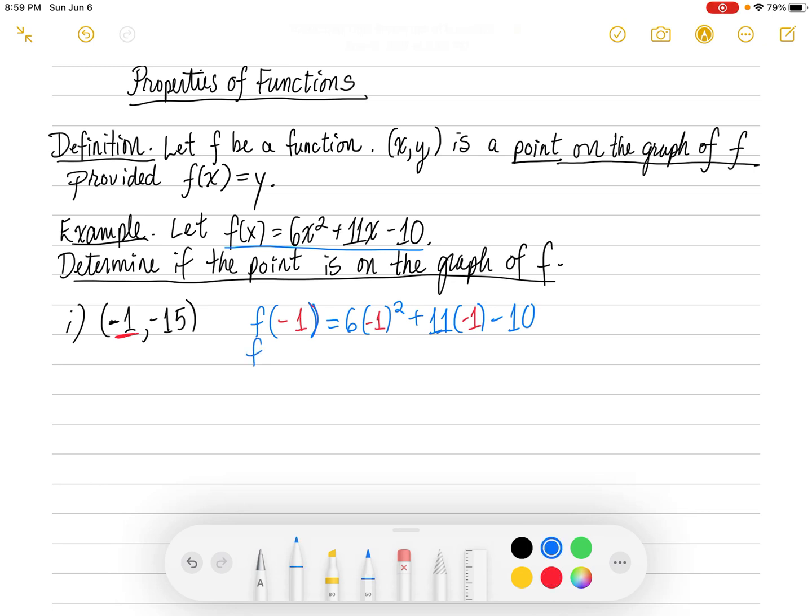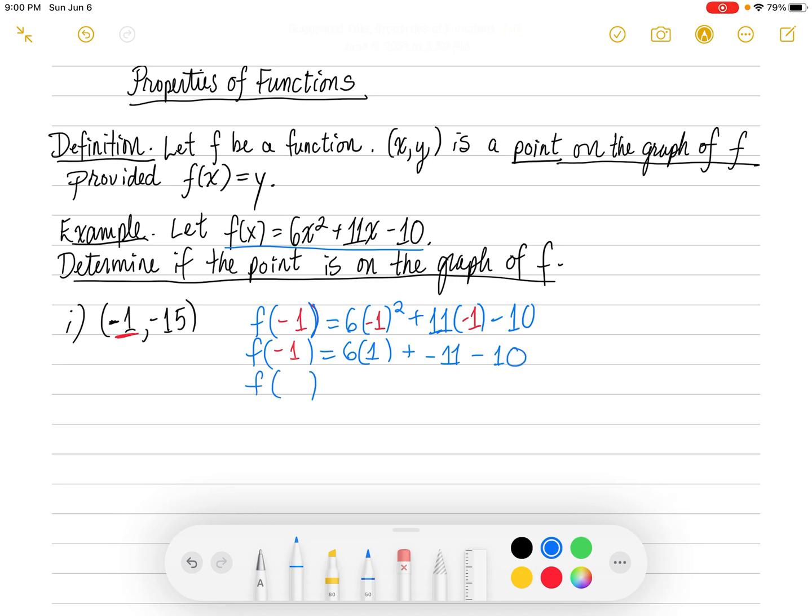So you have to perform these operations. Rather than multiplying 6 times -1, you have to do exponentiation first, right? Please excuse my dear Aunt Sally. So exponents come before multiplication. So I'm going to leave the 6 times alone and do -1 squared. What's -1 squared? Well, -1 squared is -1 times -1, so 1. And we got 6 times 1. Then 11 times -1 is -11. Don't forget we have a minus 10.